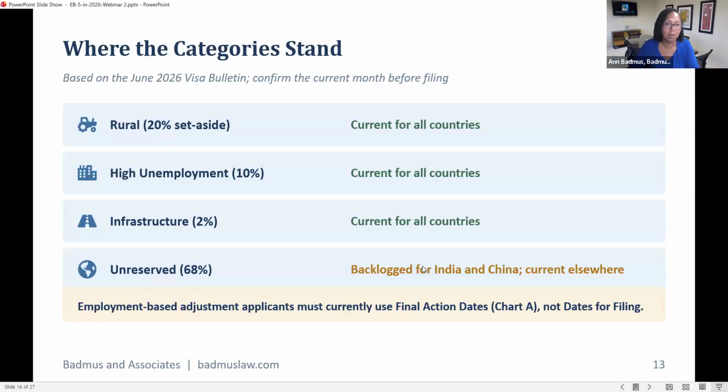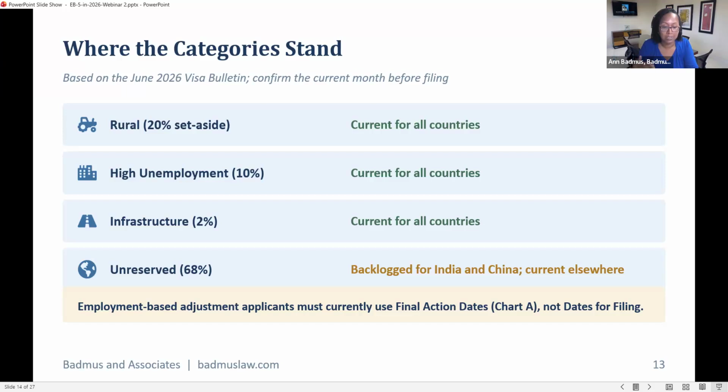So right now, as we stand as of June, actually it's even current, sorry, that slide is a little dated, but it's as of July. Basically you want to look at what the Visa Bulletin is saying as far as the EB-5 category. So currently the rural petitions, that 20% set aside, is current for all countries. The high unemployment is current for all countries, and infrastructure is current for all countries. So those are those priority queues. If you're not in one of those priority queues, then it's current still, but it's backlogged for India and China.